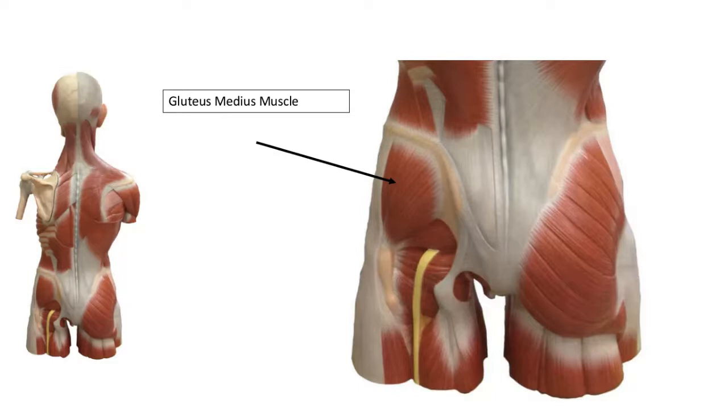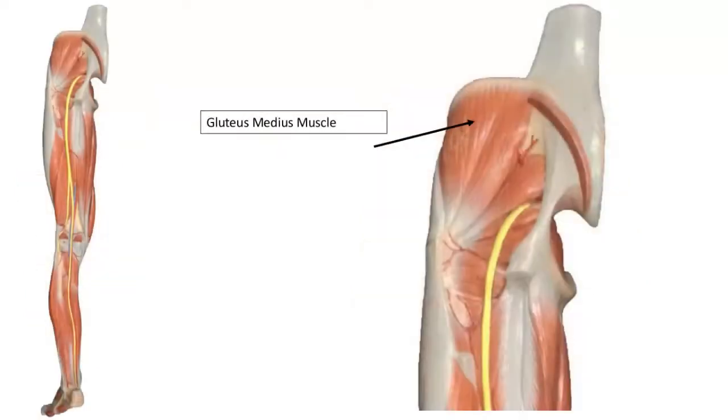Here it is on this model. We've dissected away gluteus maximus, so gluteus medius is right below. All right, and then we also have it on one more model here. Gluteus medius, this is on page 33. You can see a really nice version here of the sciatic nerve just coming out, going down the posterior portion of your thigh.